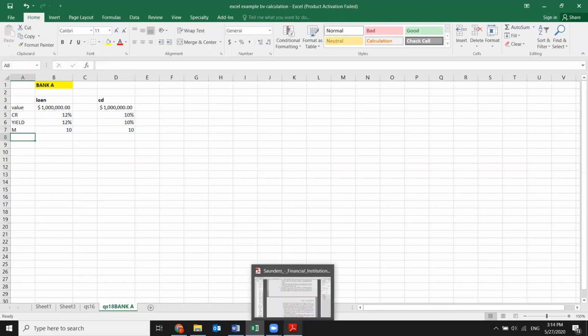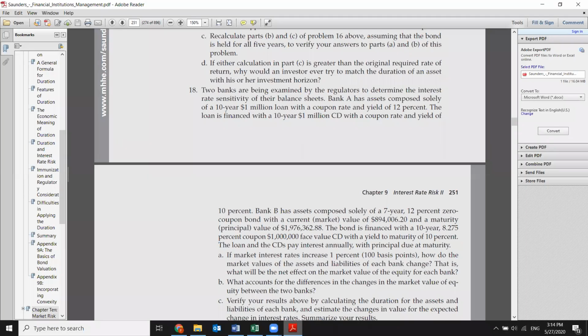So what else is the information given? And there is a Bank B, which has assets composed solely of a 7-year, 12% zero coupon bond with a current market value of 894,000 and a principal of 1,970,000. The bond is financed with a 10-year CD at 8.275% coupon of the face value, and the CD's yield to maturity is 10%, with interest paid annually and the principal due at maturity.